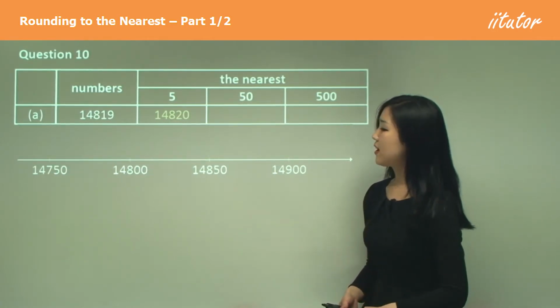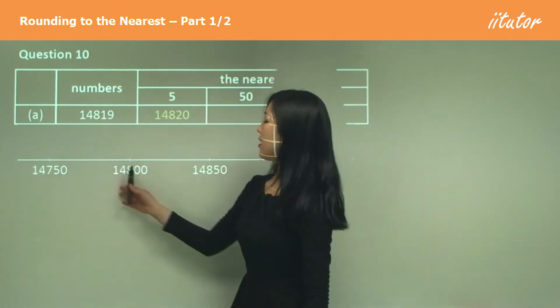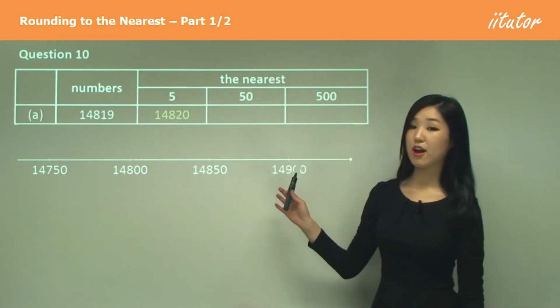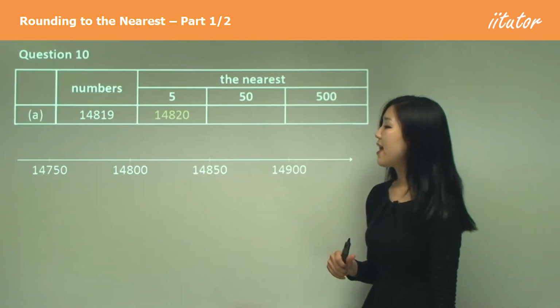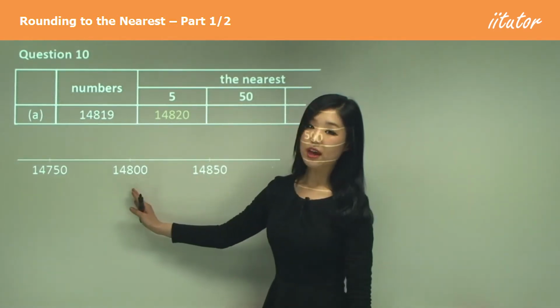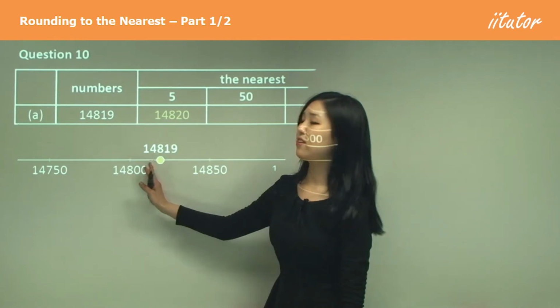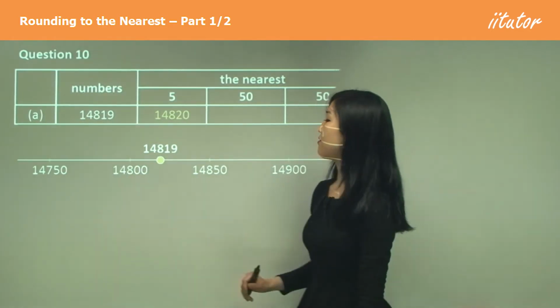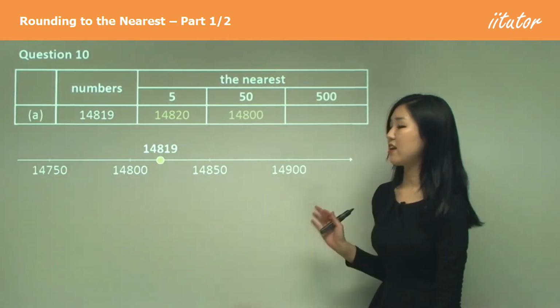Now the nearest 50, we have 750, 800, 850, 900, go up by 50s. And 819, it's in between these two, yeah? And 819 is definitely closer to this one, isn't it? So therefore this one is 14,800.